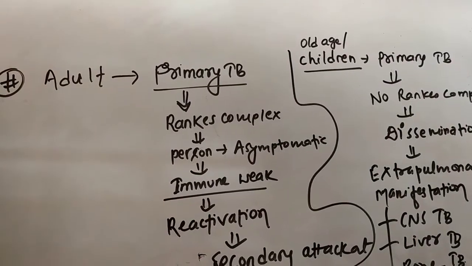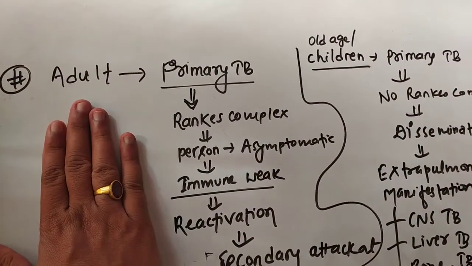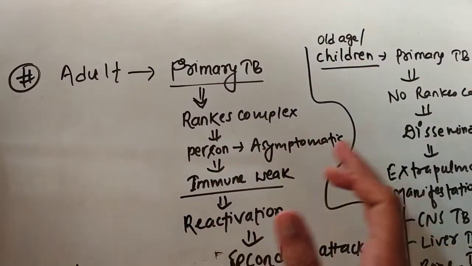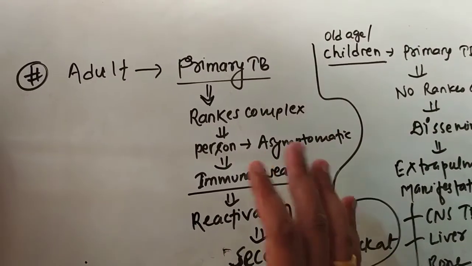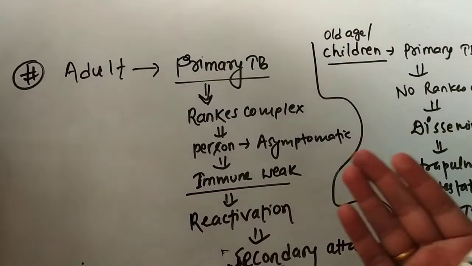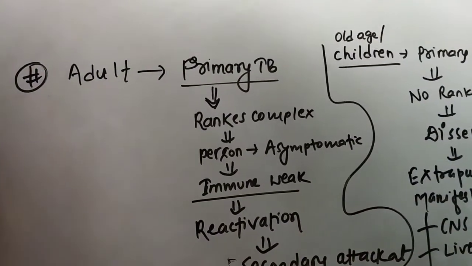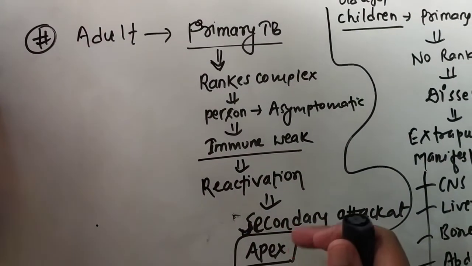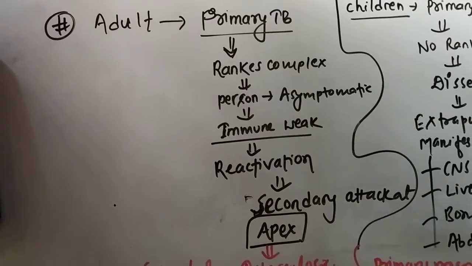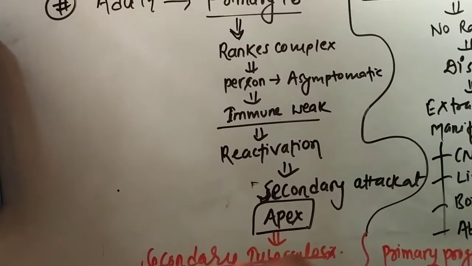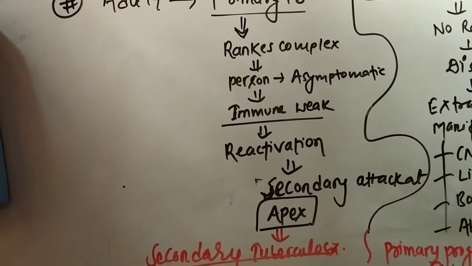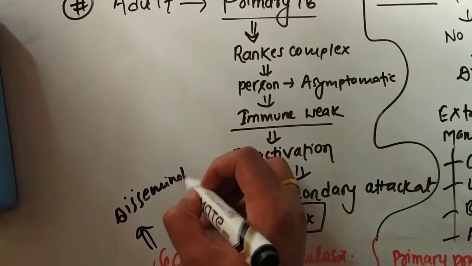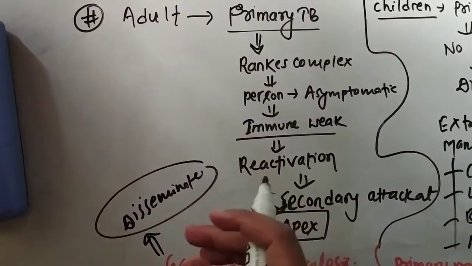So basically, summarizing what we have studied up to now. In an adult, an immunocompetent person, there will be primary tuberculosis, but there will be formation of the Ranke complex. The person will remain asymptomatic for weeks, months or several years, and whenever there is a weak immune system, the disease will get reactivated, and the secondary attack of the bacteria will be at the apex, and there will be secondary tuberculosis. And when there is secondary tuberculosis, the bacteria will disseminate, and what will happen on the dissemination, I will tell you now.